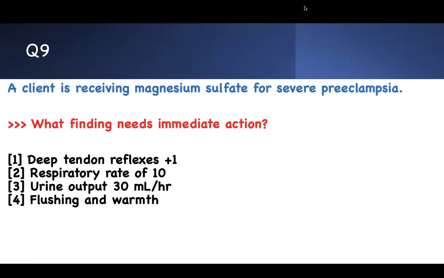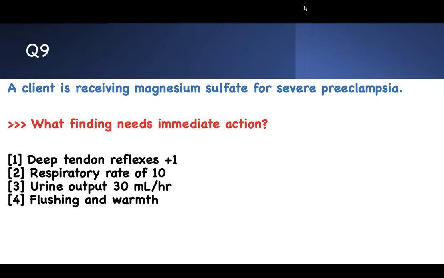Key. What finding needs immediate intervention? That means something is not right. And a client is receiving magnesium sulfate for what? Severe preeclampsia. We want to prevent seizures. But magnesium, when I give it to you, suppresses your neurological system. So it drops things down. Your tendon reflex is going to go down. Your respiratory rate is going to go down. Your urine output is going to go down, and you're going to have flushing.